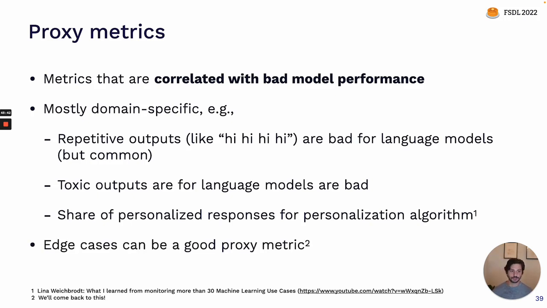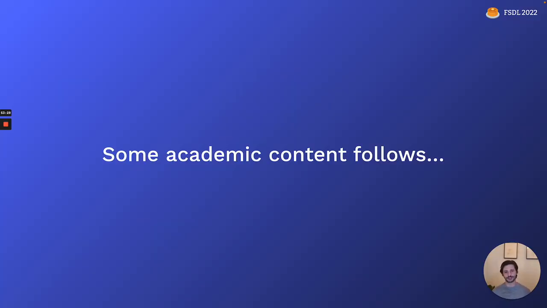If you're looking for ideas for proxy metrics, edge cases can be good proxy metrics. If there are certain problems that you have with your model, if those increase in prevalence, then that might mean that your model is not doing very well. That's the practical side of proxy metrics today. They're very domain specific. Either you're going to have good proxy metrics or you're not. But I don't think it has to be that way.